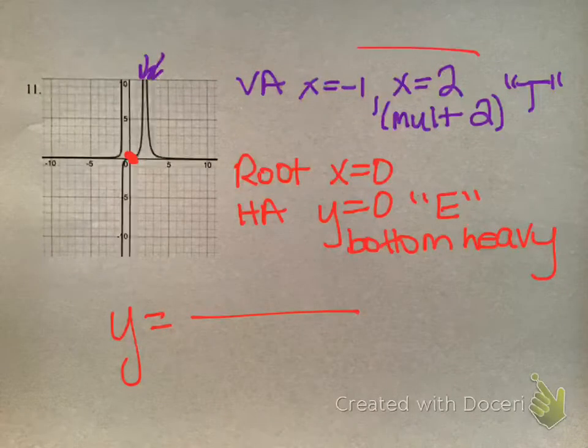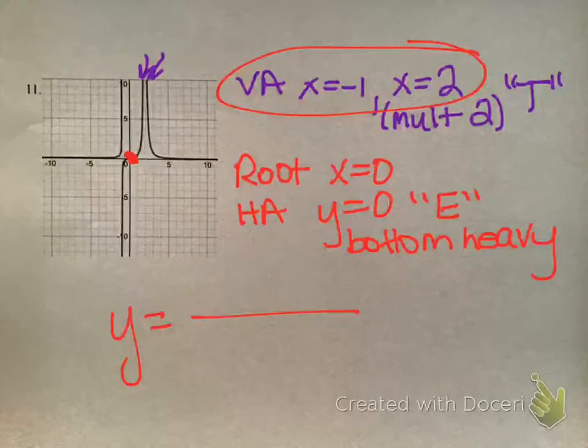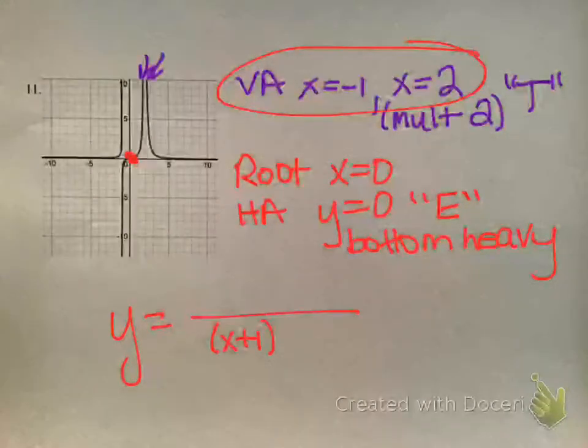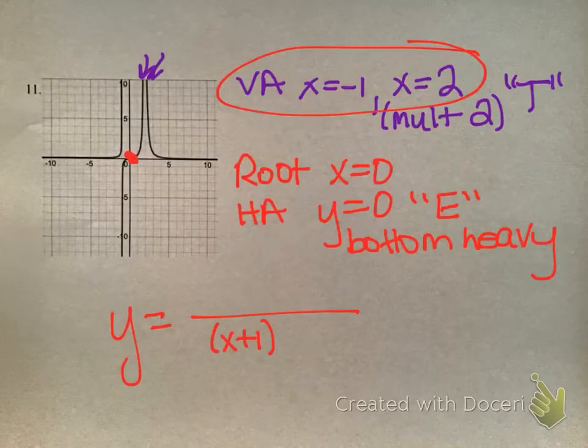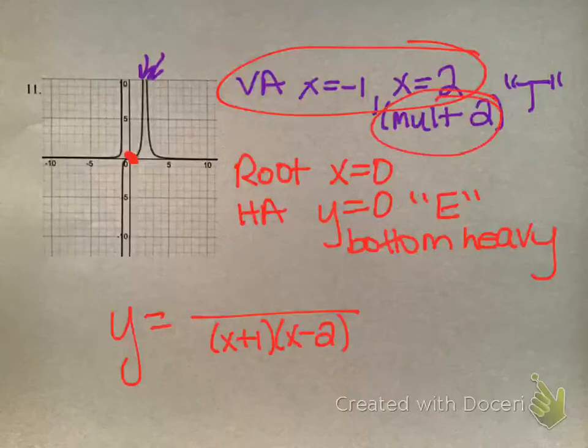Okay, so all we do is we just start plugging in these characteristics into a rational function. So we know that vertical asymptotes occur from the denominator. So x equals negative 1 means that x plus 1 is in the denominator. X equals positive 2, excuse me, means that x minus 2 is also in the denominator. And then it occurs twice. The branches do move together there, so it would be a squared factor in the denominator.